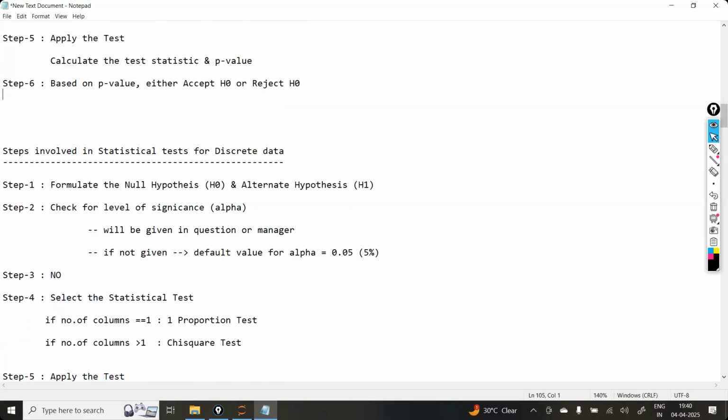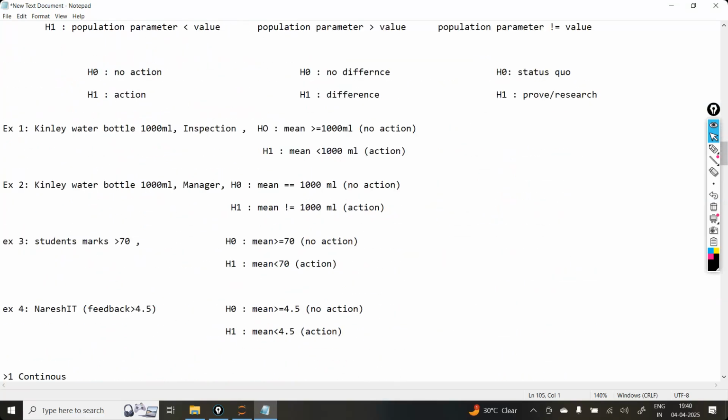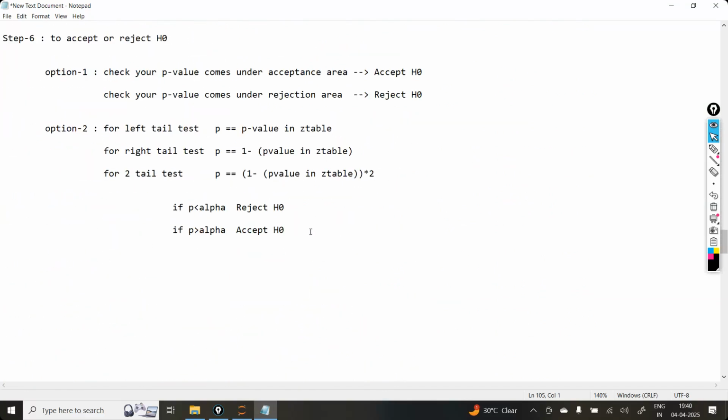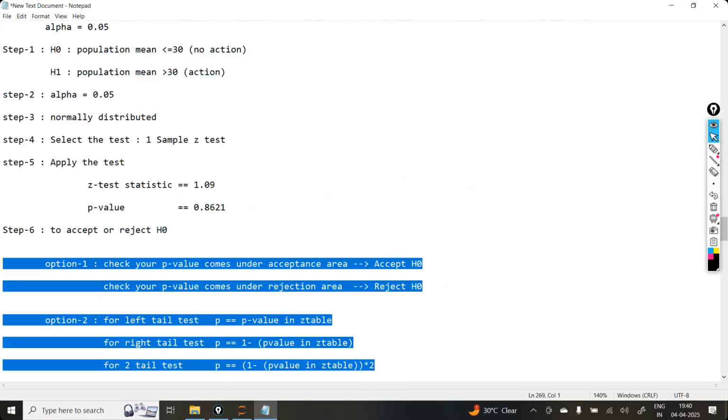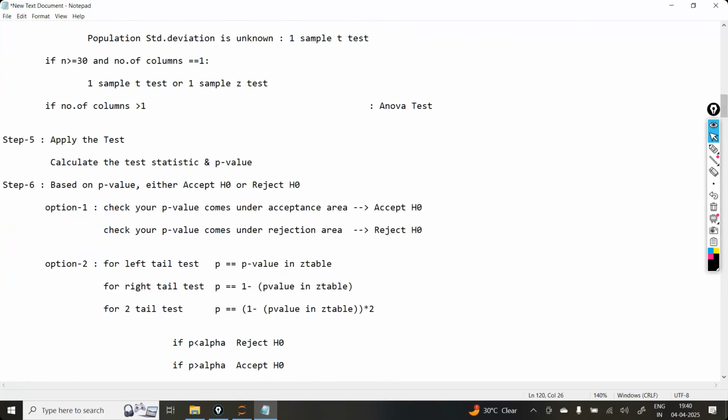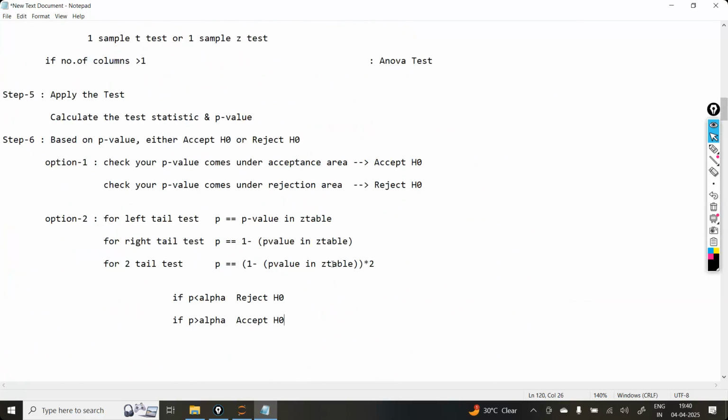For accepting or rejecting the null hypothesis, we have two options. Everyone, please make a note. These are the two options. In the last step, based on the p value, to accept or reject the null hypothesis, we have two options. One is to directly check whether your p value comes under the acceptance area or rejection area, and accordingly you accept or reject, which we completed in the last class with multiple examples.